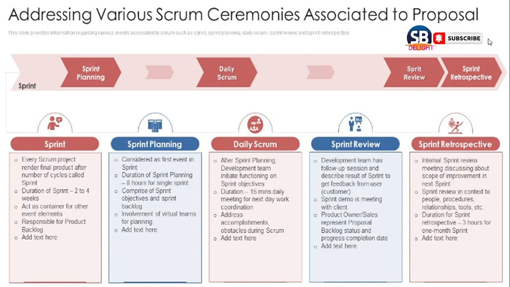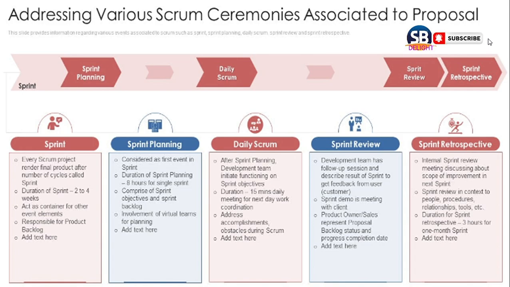Daily Scrum is after sprint planning, when the development team initiates functioning on sprint objectives. The duration is a minimum of 15 minutes daily meetings for next day work coordination. It addresses accomplishments and obstacles during Scrum.